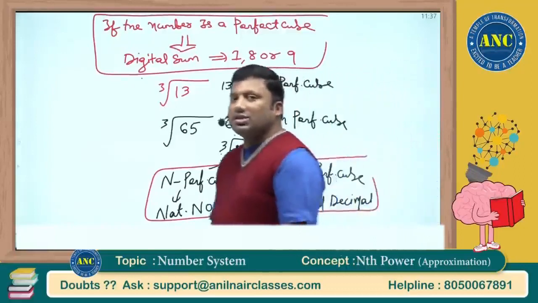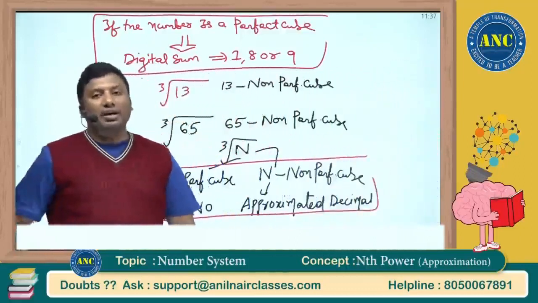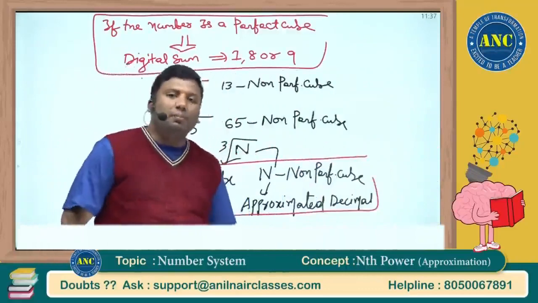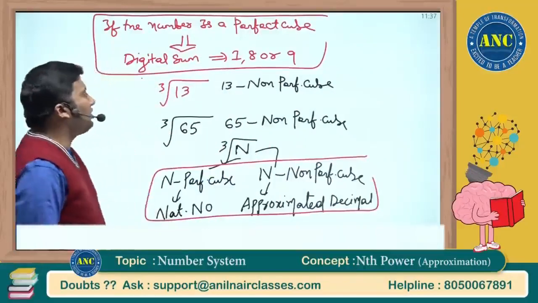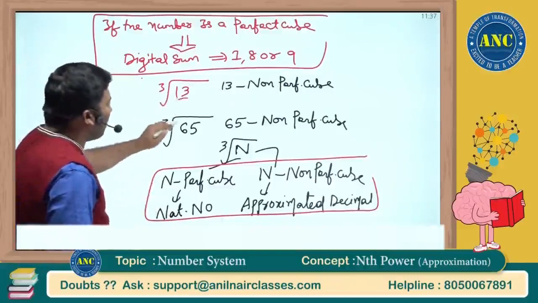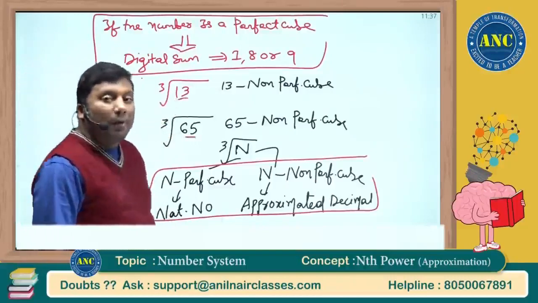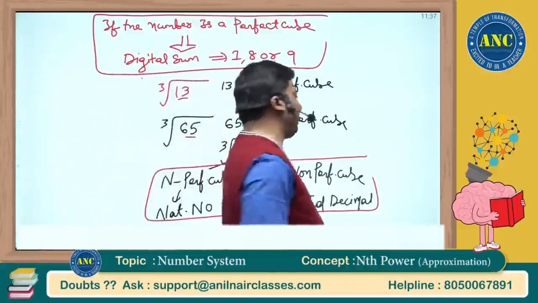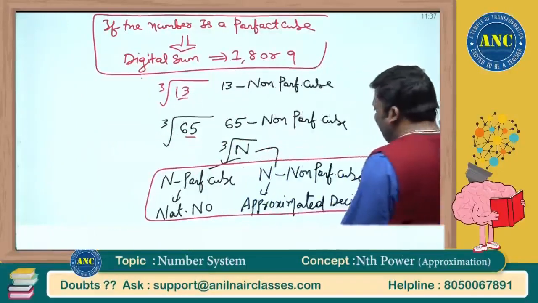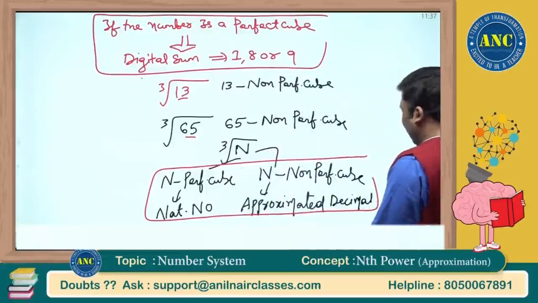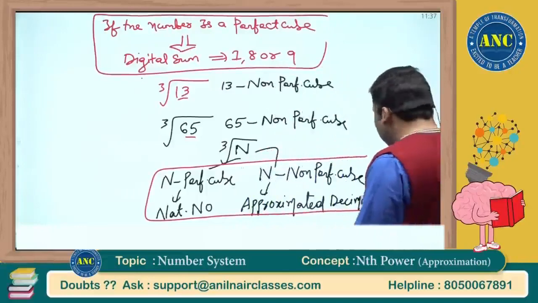Very, very important slide. If the number is a perfect cube, the digital sum of that number will always be 1, 8 or 9. Wherever the digital sum is not 1, 8 or 9, how to find out the approximate value of a non-perfect cube? I hope this concept is clear.